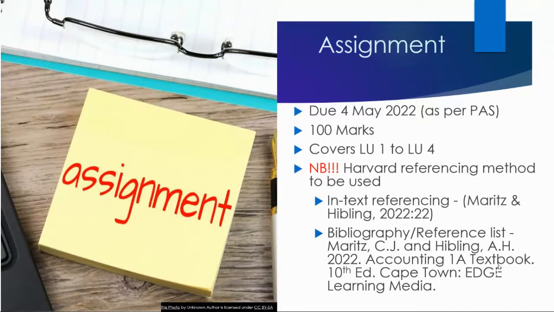And then secondly, the assignment needs to be typed out. It cannot be handwritten, so you have to physically type it out. And then just remember to make sure that you include in-text referencing and a bibliography. And if you are converting it to PDF, just make sure that if you've included tables, the tables are not cut off. Because if I can't see the information, I can't assign you a mark. Okay, so that's just regarding your assignment.